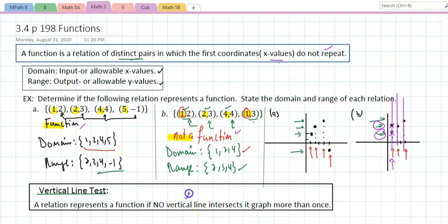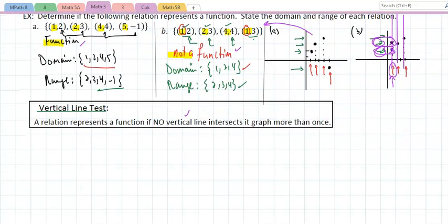If I'm given a graph, then there's no point in taking the graph and converting that to points. There's an easier way. I could just put a vertical line. If one x value consists of 2 y values, that's not a function. And that's what's known famously as the vertical line test.